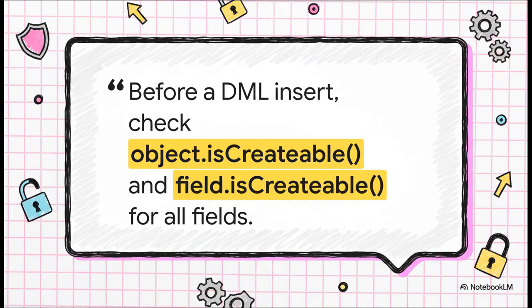And of course, this applies to creating new records too. It all comes back to this one core principle. You have to verify permissions before you act. You check isCreateable on the object, you check it on the fields. That right there, that's the foundation of secure Apex development.